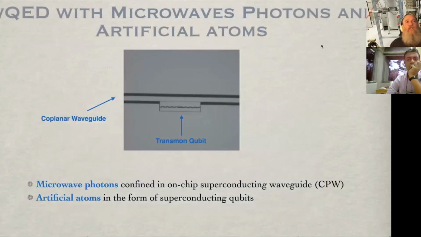Since I think this is a fairly varied audience, let me give a quick introduction to the systems that we're working with. As I said, waveguide QED can now be done in both natural and artificial atoms, with natural atoms coupled to optical photons, typically now in dielectric waveguides. And then it can be done with artificial atoms, which are superconducting qubits.